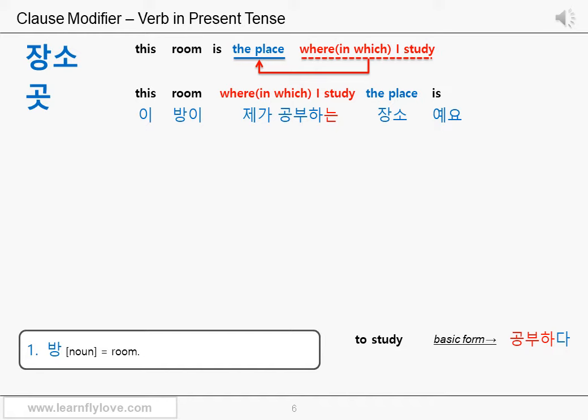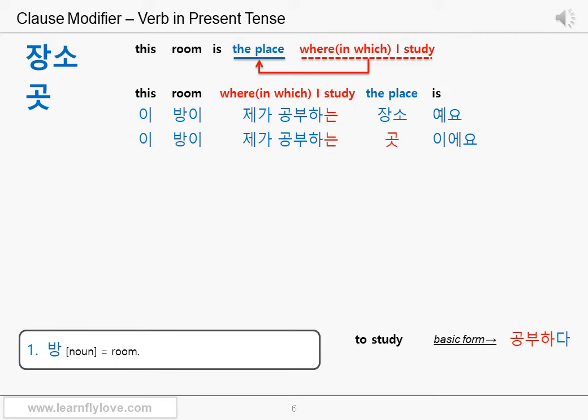Great. Then let's use 곳, which is the other representative noun for place. 곳. This room. 이 방이. I study. 제가 공부하는. The place. 곳. is. 이에요. The former block 곳 has a final consonant, so you should use 이에요 this time. 이 방이 제가 공부하는 곳이에요.